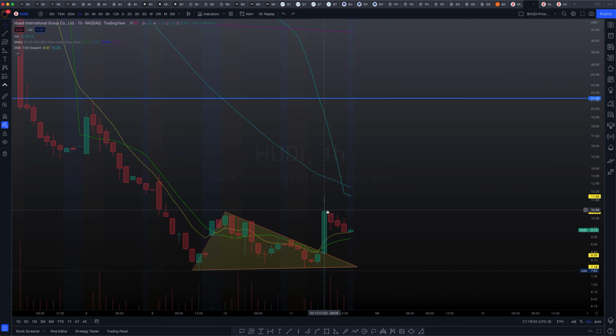We are also printing a possible bull flag, which can indicate a potential upside as well. Bull flags I don't usually tend to follow. It's a lot better for us to follow triangle formations because they do have a higher hit rate than any other formation. So we did find support right at the 7-day exponential moving average, and we do have the 10-day simple moving average acting as a support as well.